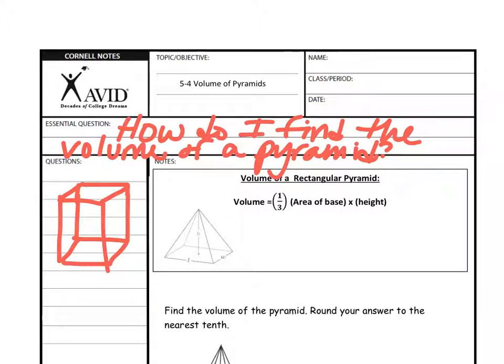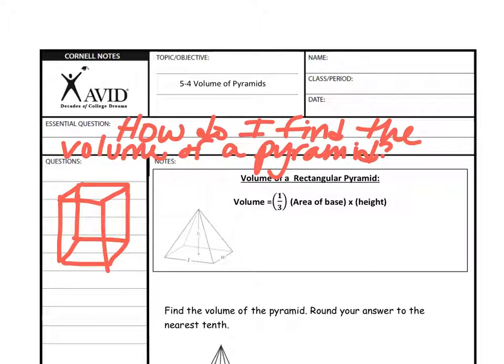So on the left here, I've drawn a rectangular prism, which you'll notice is different than a rectangular pyramid because pyramids come to a point, whereas prisms are shaped like boxes. Pyramids come to a point.